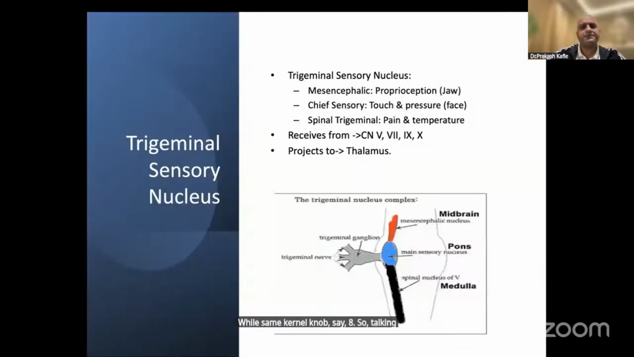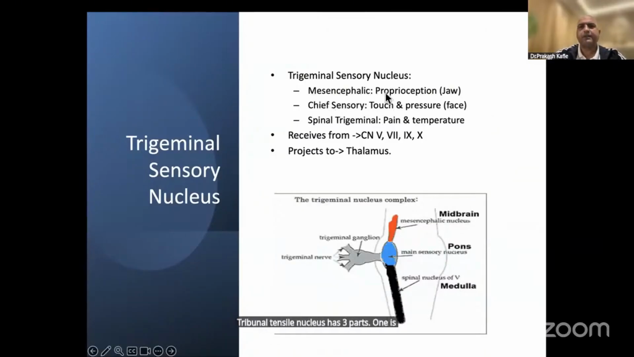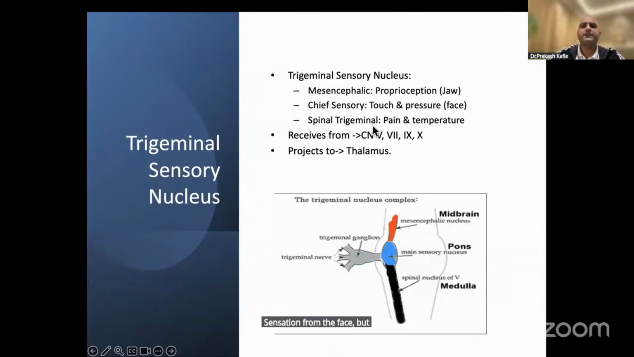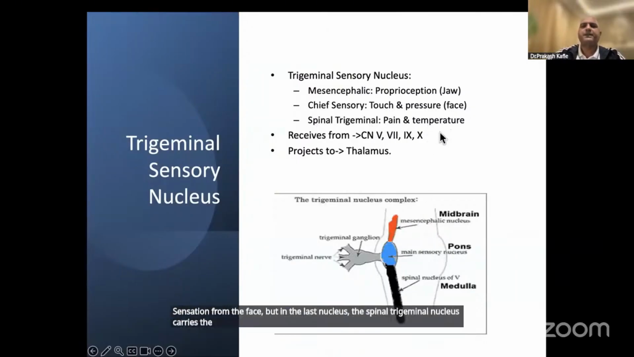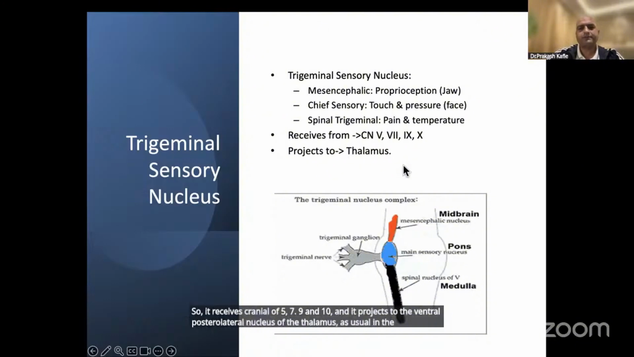So talking about the trigeminal sensory nuclei, as I already told, it is the hero of the brainstem. The trigeminal sensory nucleus has three parts. One is the mesencephalic nucleus, which is responsible for proprioception from the jaw, and the chief nucleus, also called the principal nucleus of the trigeminal nerve. It carries the touch and pressure sensation from the face, and the last nucleus, the spinal trigeminal nucleus, carries the sensation of pain and temperature. So it receives cranial nerves 5, 7, 9, and 10, and it projects to the ventroposterolateral nucleus of the thalamus, as usual in the other sensory pathways.